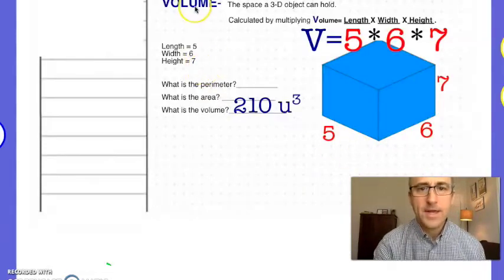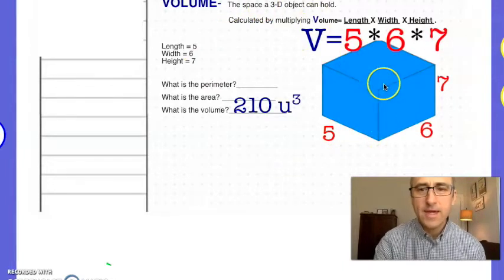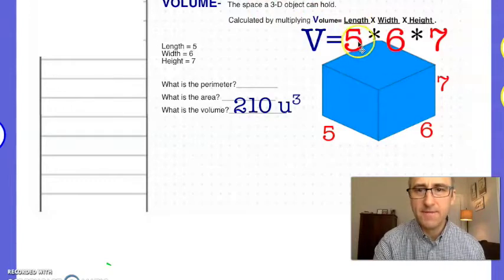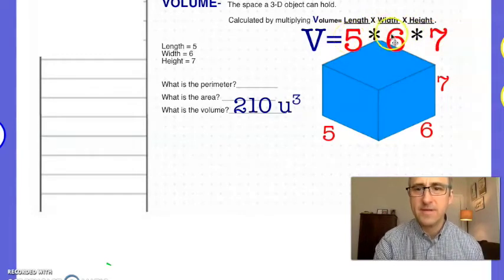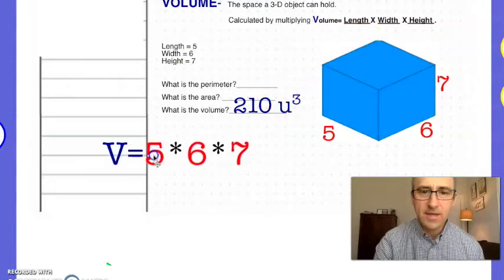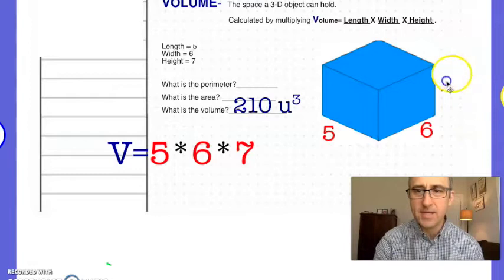So last time we said that volume is the amount of space an object can hold. In this shape right here, we have a length of 5, a width of 6, and a height of 7. So what we did was multiplied 5 times 6 times 7 and solved for volume. Today though, we are going to pretend we don't know one of the sides. So let's cover up the height.